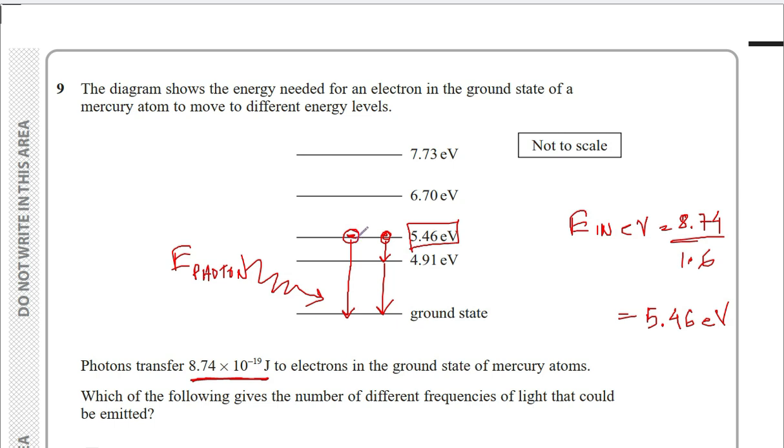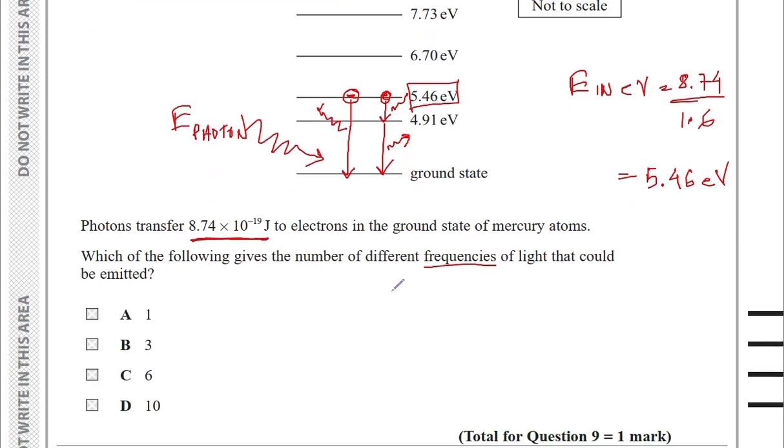And whenever an electron drops down to a lower energy level, it always emits a photon. So there are 3 transitions which will correspond to 3 photons of 3 different energies and 3 different frequencies. So the question said, which of the following give the number of different frequencies? So you have 1, 2, and 3. Answer should be B.